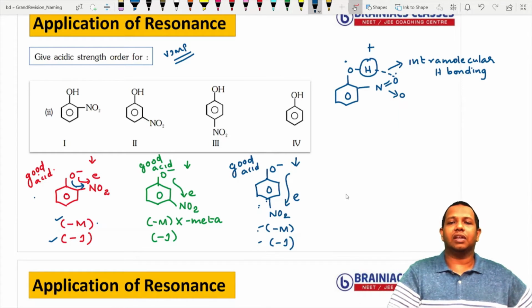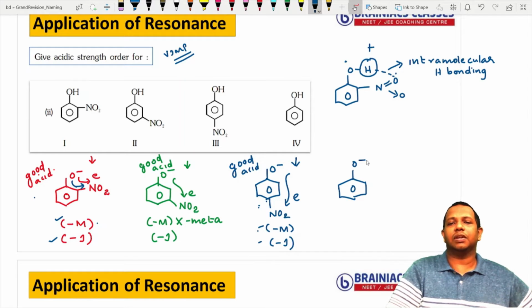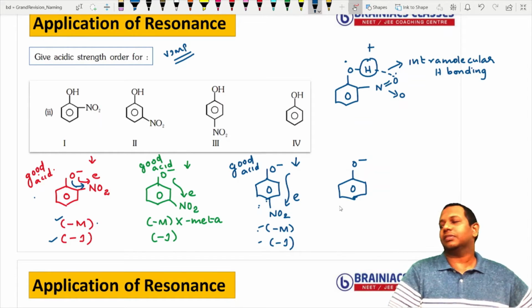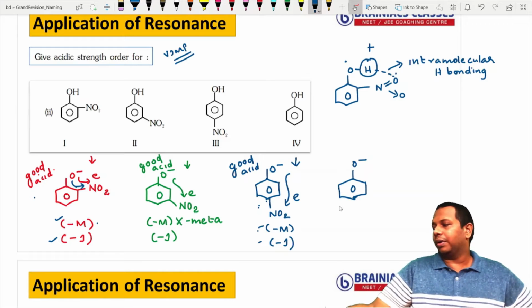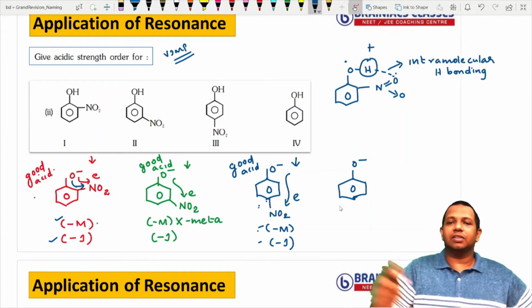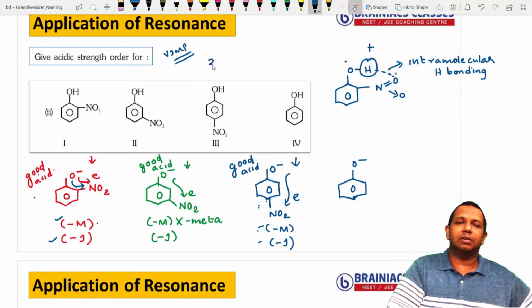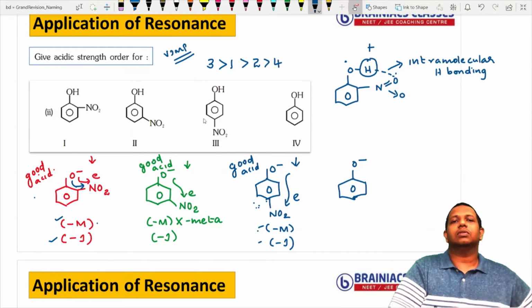Now we'll go to the last one, phenol. So phenol, you know, after giving the H plus, it becomes phenoxide ion. Nothing else is stabilizing this compound. Okay. So the answer is which one here? Now tell me. Third one is more acidic. I hope you understood the reason. Now comes first one. Okay, then comes second one, and then comes fourth one.